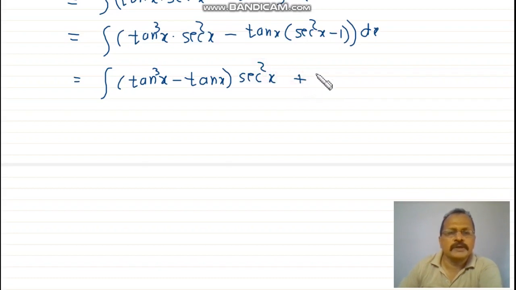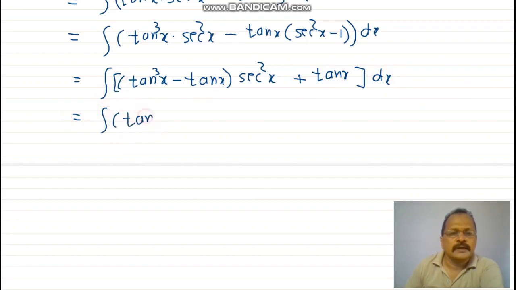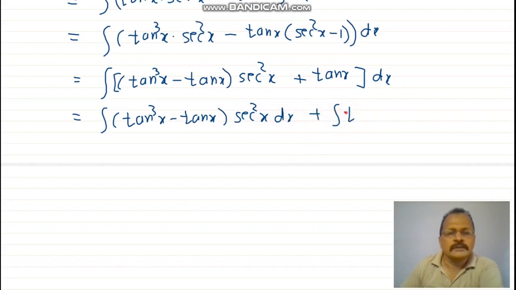plus tan x dx, equal to integration tan cube x minus tan x into sec square x dx plus integration tan x dx. This is equal to I1 plus I2.